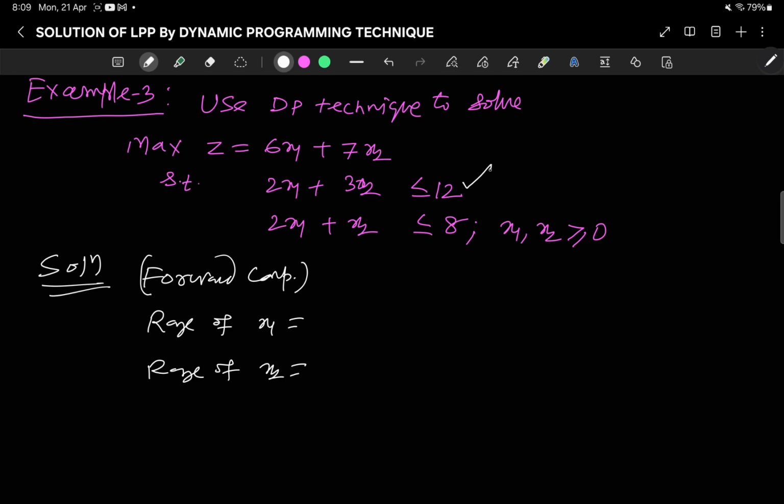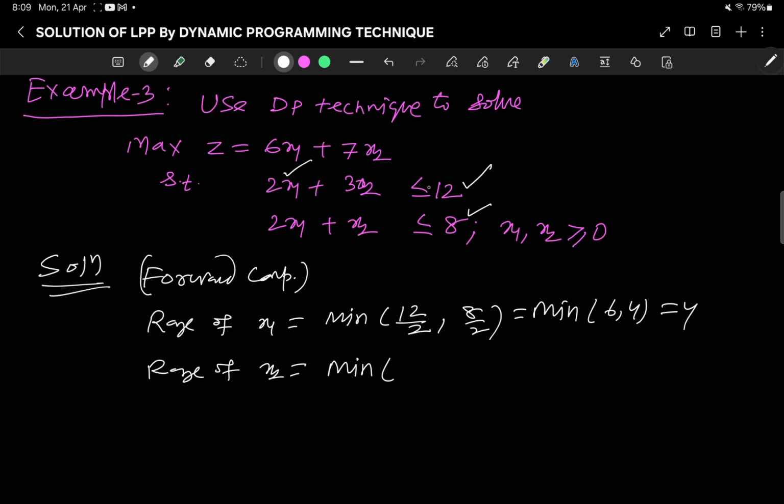So range of x1 is the minimization of 12 by 2, the coefficient here is 2, and it is here 8 by 2. So this is minimization of 6 and 4, which is equal to 4. And x2 is minimization of 12 by 3 from the first equation, and 8 by 1 from the second equation. So this is minimization of 4 and 8, which is equal to 4.